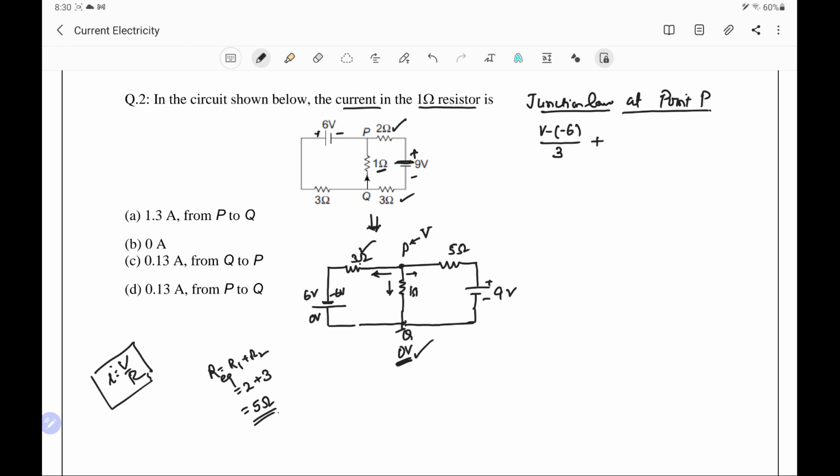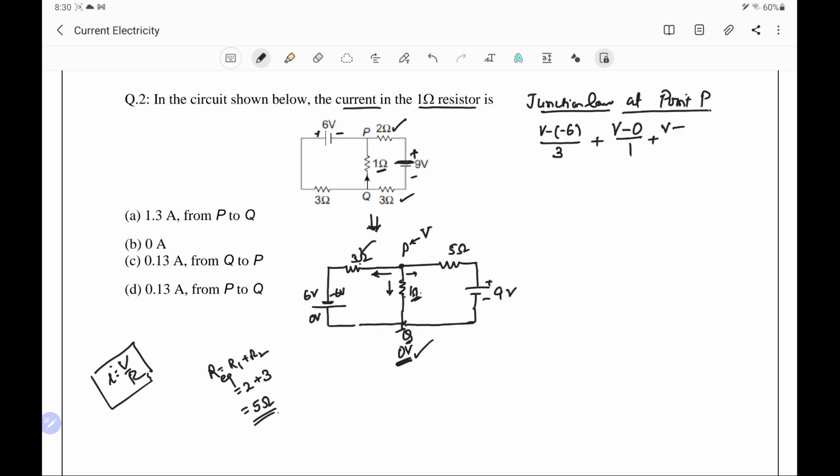Plus, this is one of the currents. Another current is in the PQ branch. Potential at one end of the resistor is V and at the other end of the resistor is 0, which is at the point Q. So it is V minus 0 by the resistor, which is itself 1 ohm, plus. Now the third branch.